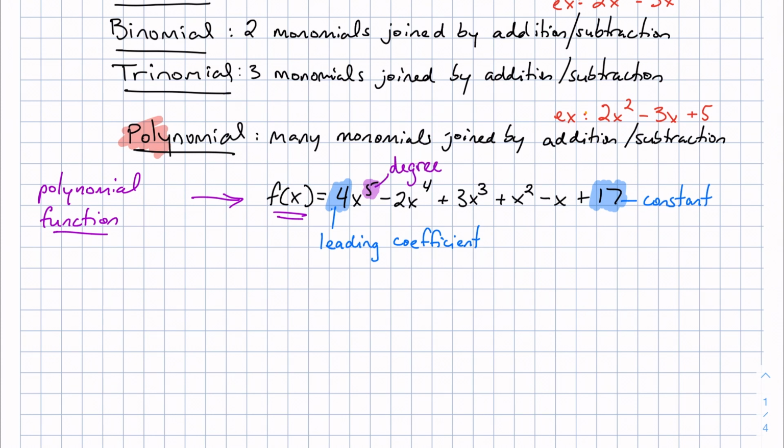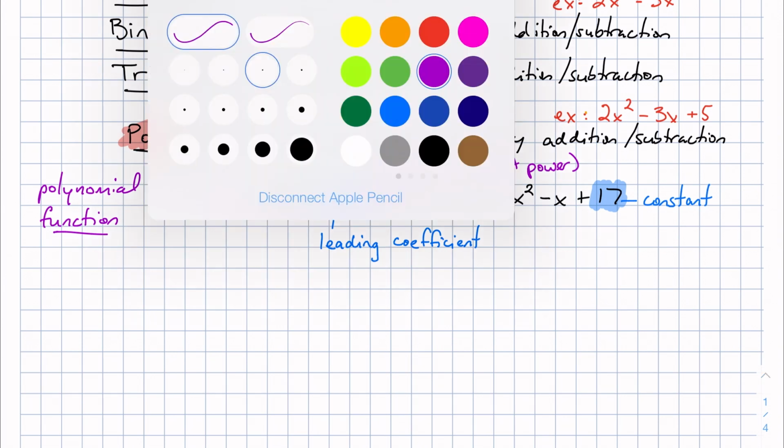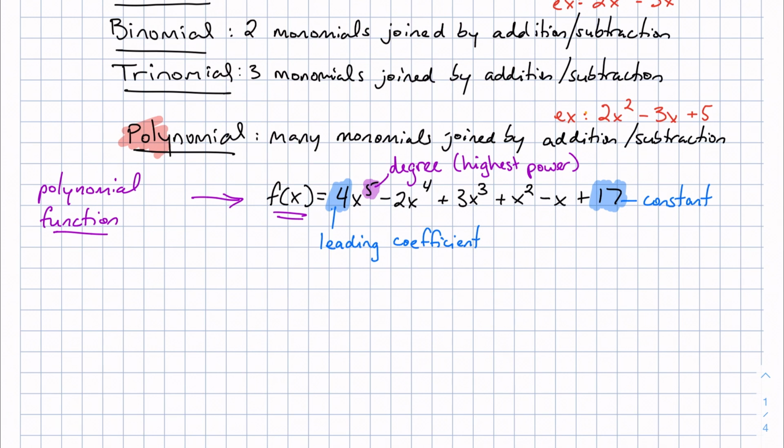And degree is just a fancy word that means the highest power in the function. That's all it means. It's the highest power in the function. So in this case, my polynomial has degree 5. So maybe I'll write that down. I can say f of x has degree 5. It's a 5th degree polynomial.